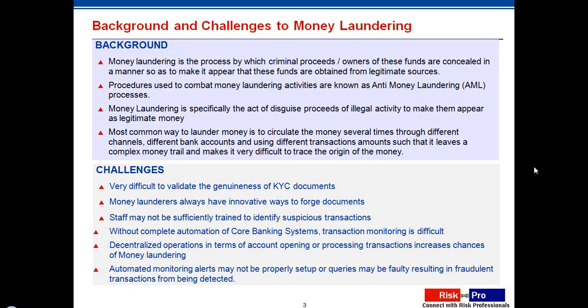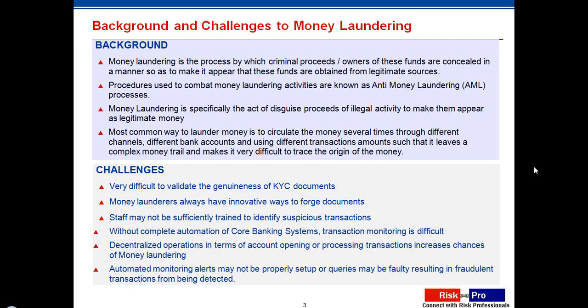Procedures used to combat money laundering are generally known as anti-money laundering processes. Some of the most common ways to launder money are to circulate the money several times through different channels, such as banking, investment and insurance channels, using different transaction amounts, small and large, through multiple accounts, so that it leaves a very complex trail for regulatory authorities and financial investigation units, making it very difficult for them to trace the real and original trail and the origin of the ultimate money.